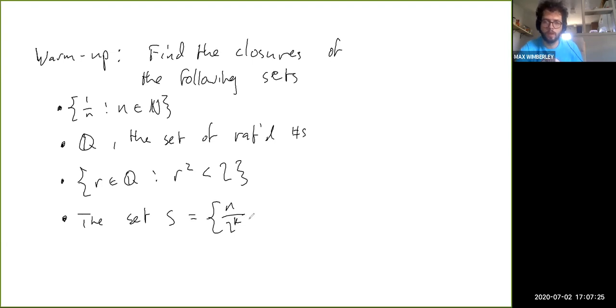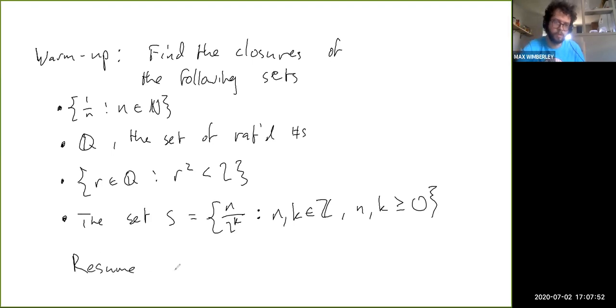n over 2 to the k, such that n and k are in Z, and n and k are greater than or equal to 0. Yeah, let's say that. So that'll be the warm-up. Let's actually resume at, let's say, 5:15.